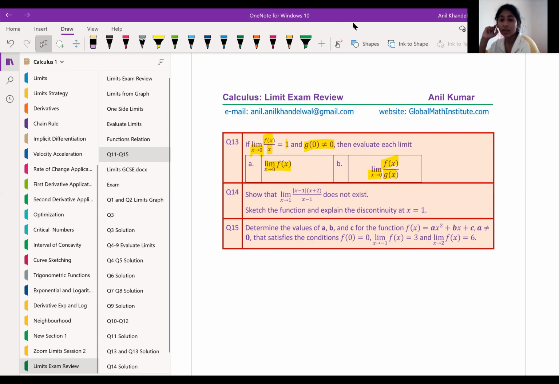Brilliant. Next, you have identified that there are 3 points: 0, 0; minus 1, 3; and 2, 6. These 3 points will give you 3 different equations. We need to find 3 unknowns, a, b, and c, which can be easily solved. Correct? Perfect. That's not bad.